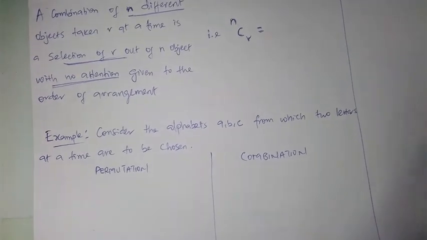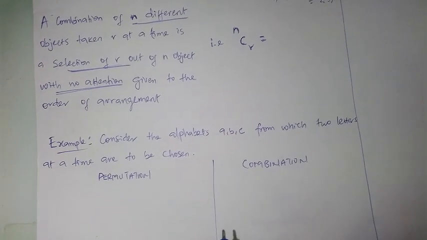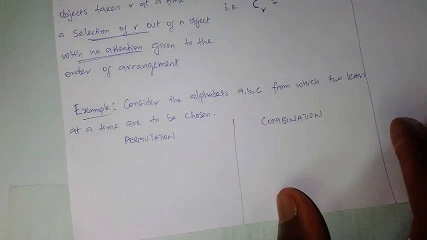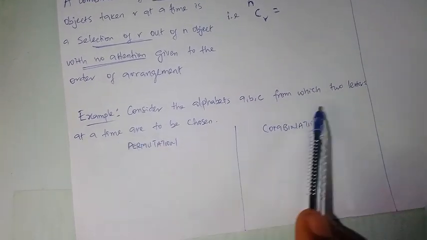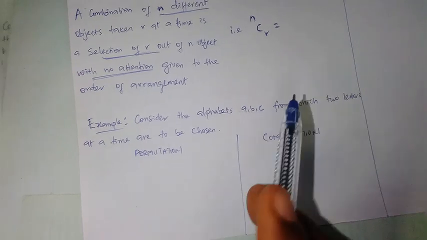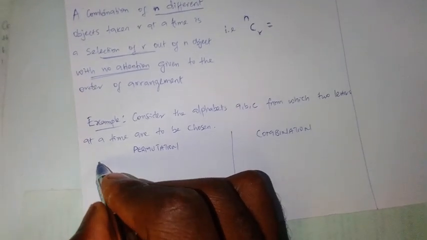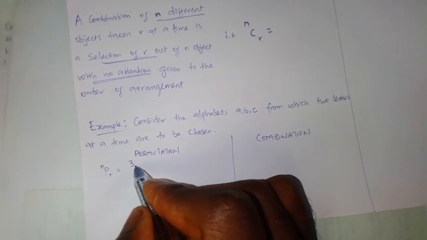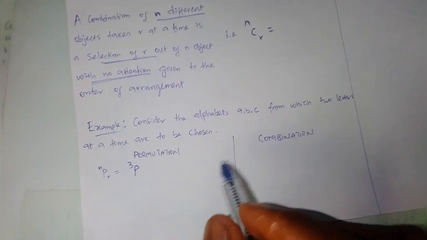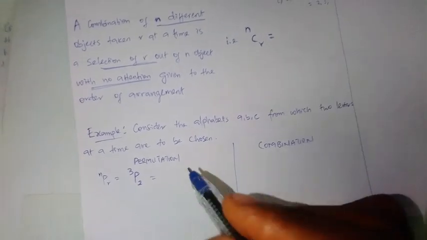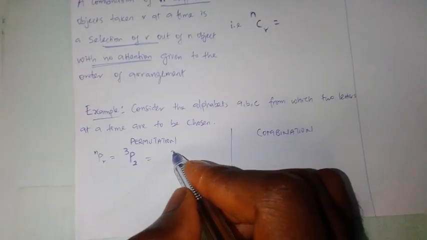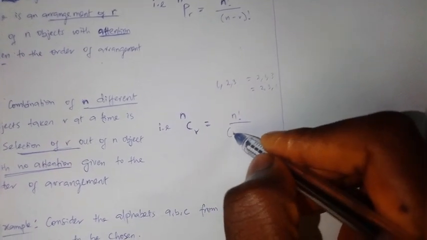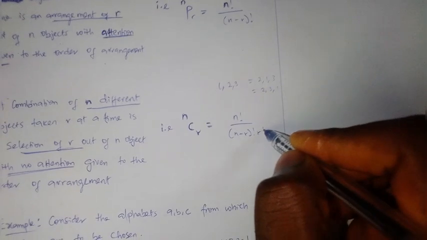Consider the alphabet ABC from which 2 letters at a time are to be chosen. Now, how would the permutation look, and how would the combination look? First, we are selecting 2 letters from this alphabet. So for the permutation, it becomes nPr. My n is 3. Why? Because the total number of elements is 3, ABC. Then we are picking 2. Now this becomes 3 factorial for my formula. For my formula of combination, it becomes n factorial over n minus r factorial, r factorial.